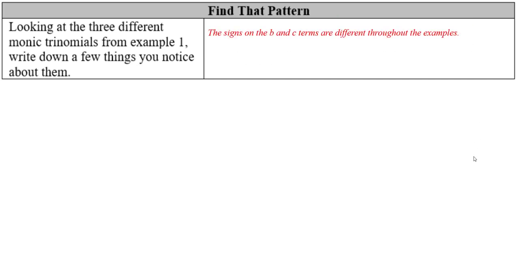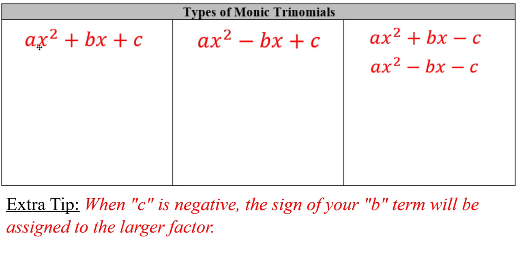The signs on the B and C terms are different throughout the examples. Okay, and this is something that you're going to see as you work through these. There are three different types that you're going to see, so I'm going to give them to you here. The first type, we have ax squared plus bx plus c. So this is what I like to call plus plus, where my b is positive and my c is positive. And what that means for me at the end, after I am done doing all my work, is that I will have x plus and x plus. Both of my binomials will have positive and positive.